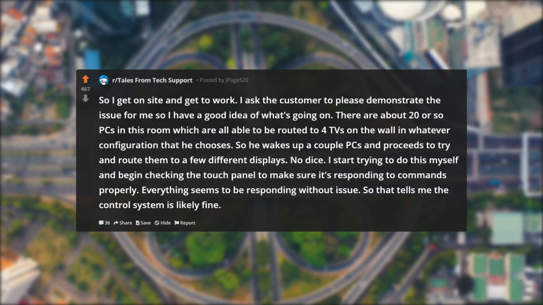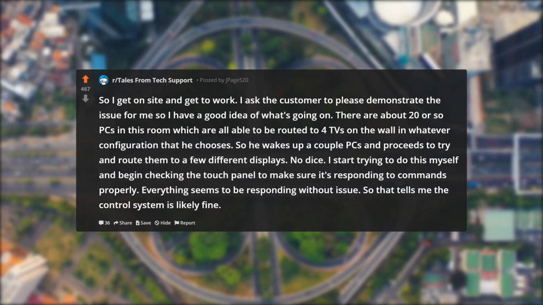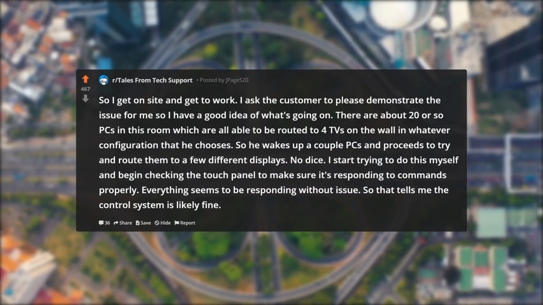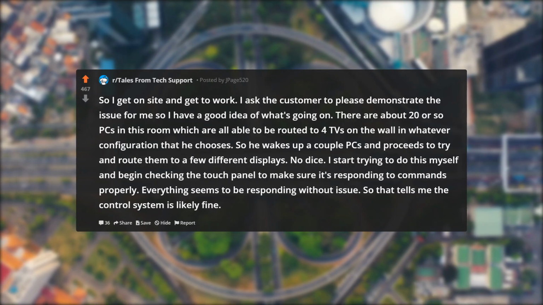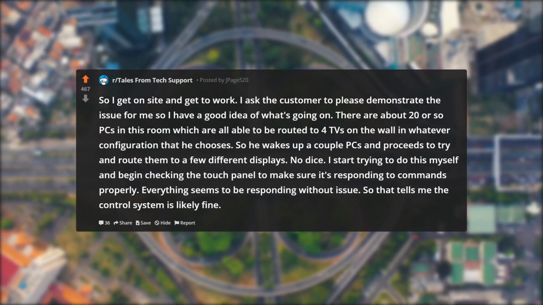So I get on site and get to work. I ask the customer to please demonstrate the issue for me, so I have a good idea of what's going on. There are about 20 or so PCs in this room which are all able to be routed to 4 TVs on the wall in whatever configuration that he chooses.